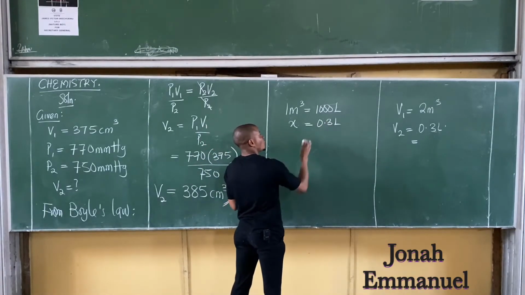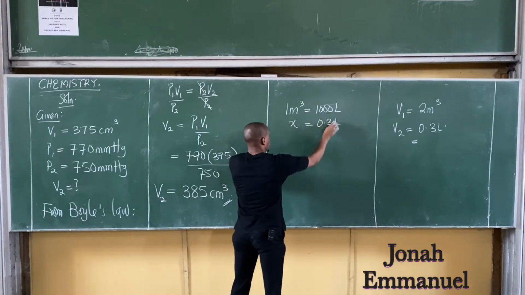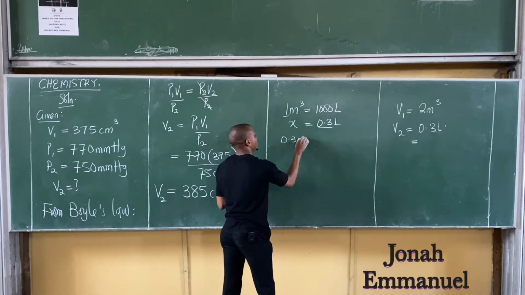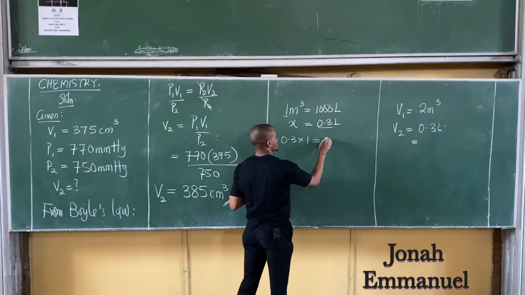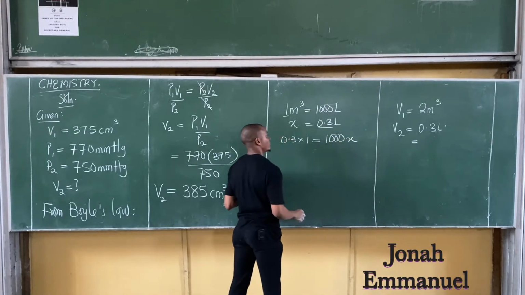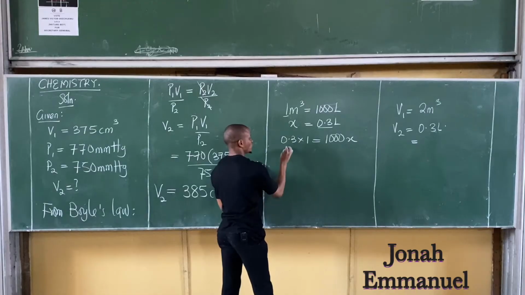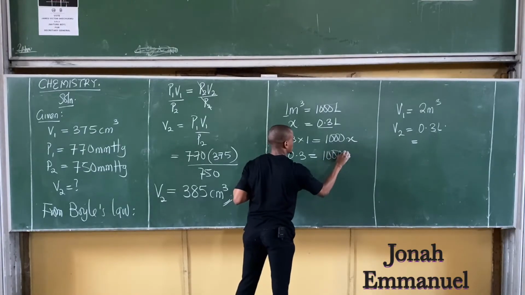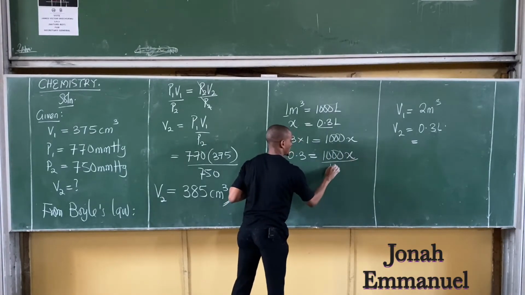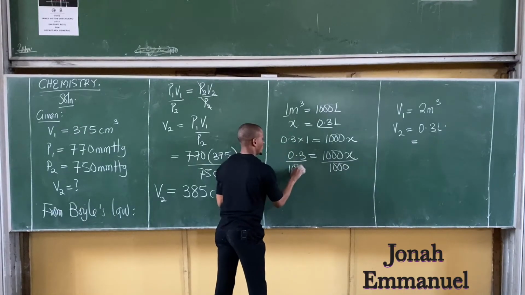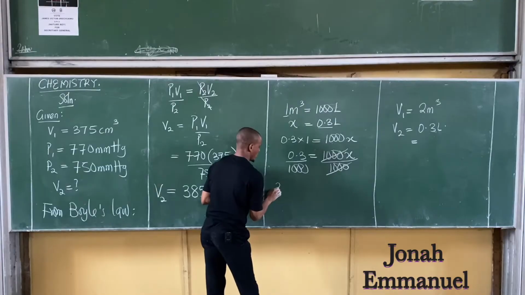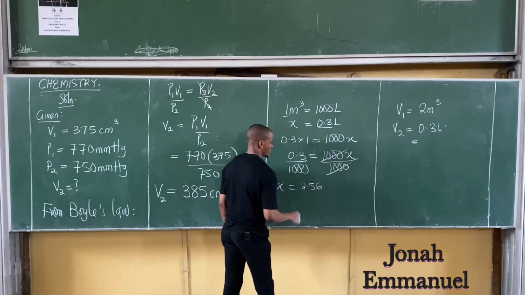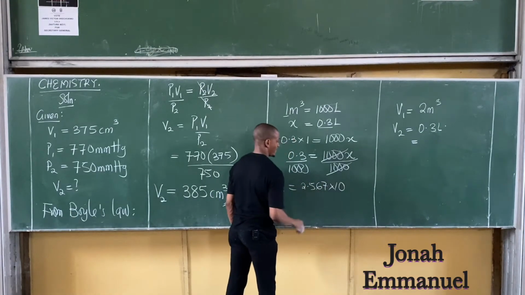So when you cross multiply, you ignore the units, just take the values, the numbers. This times this, that gives you 0.3 times 1 is equal to this times this, 1000x. How do you get x? Divide by 1000. Divide by 1000. This cancels this. So x is now equal to this. What do you get here?